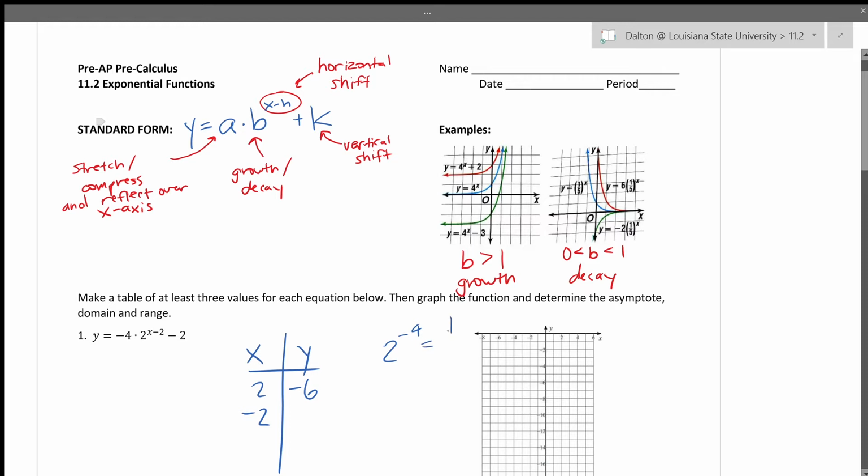That's the same thing as 1 over 2 to the positive 4th. So what is that? Zach, did you say 1/16? Okay. 1/16 is this part. Then times negative 4 is going to be negative 1/4. And then negative 1/4 minus 2 is going to be negative 9/4.